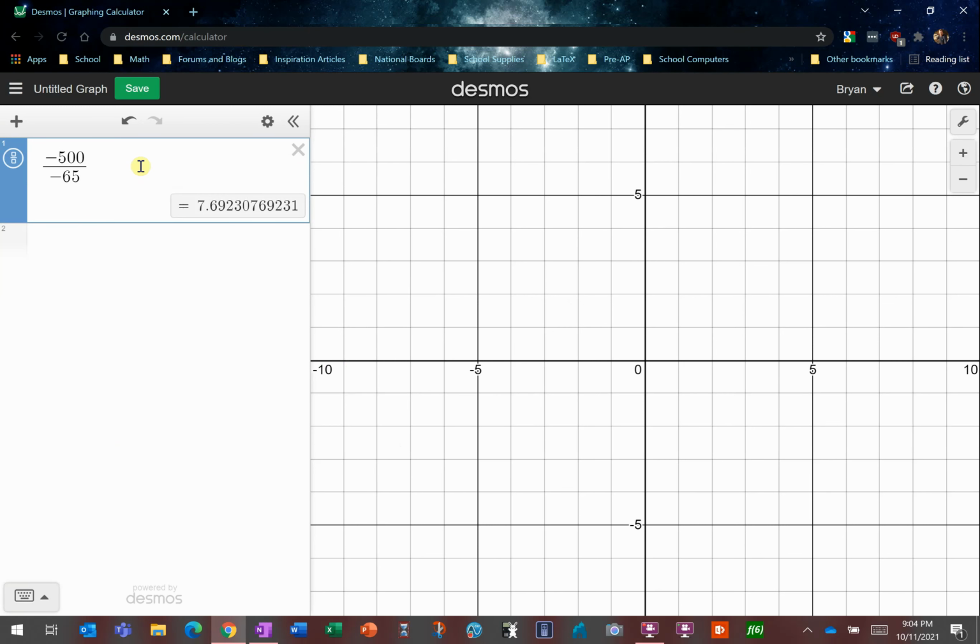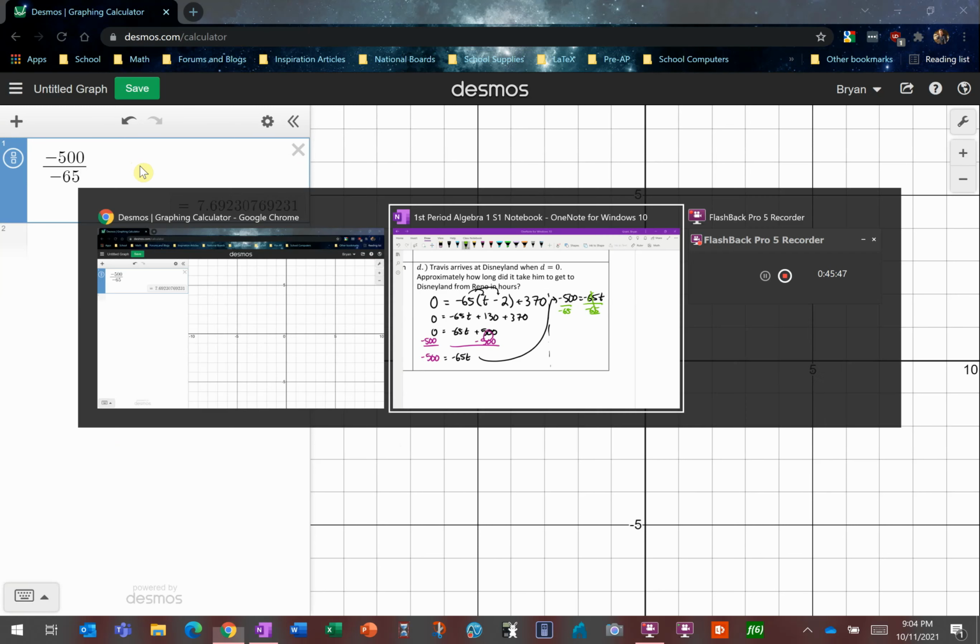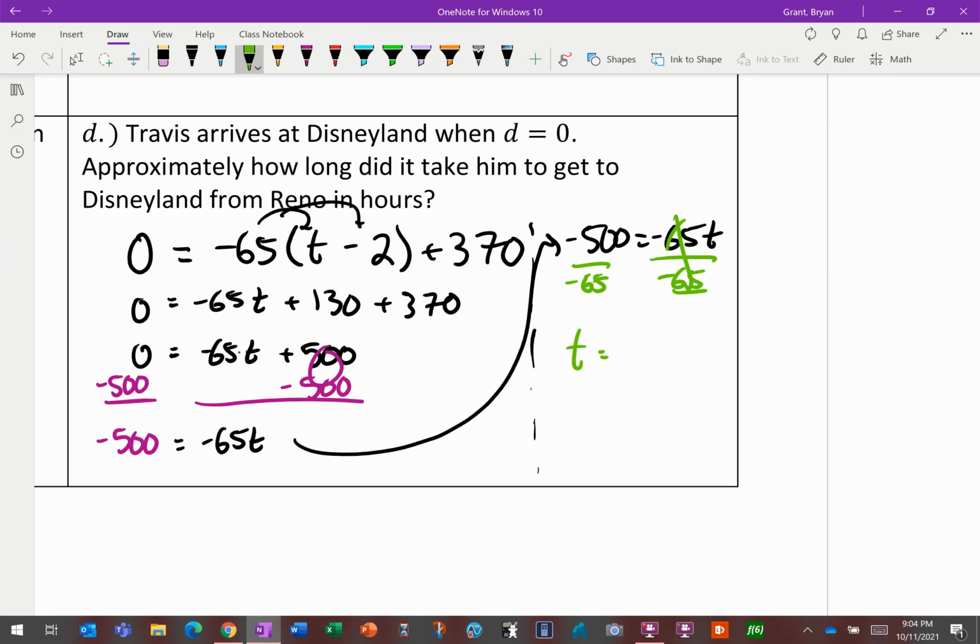Remember we always go out to 3 decimal places, 7.692. And then the time was in hours. So it took Travis about 7.692 hours to get out to Disneyland.